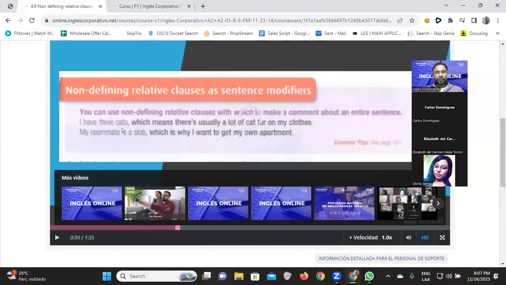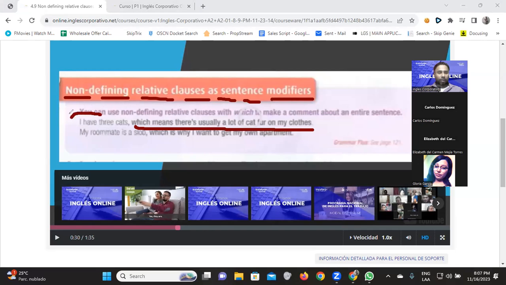All right, so if I say to you, which means there's usually a lot of cat fur on my clothes, this section right here is what we call the non-defining relative clause as a sentence modifier. Why? Because the main clause, the main idea, is I have three cats, right? So that's the main idea. The non-defining relative clause is, which means there's usually a lot of cat fur on my clothes.